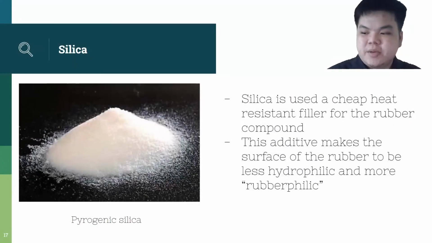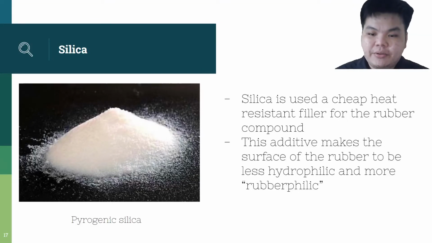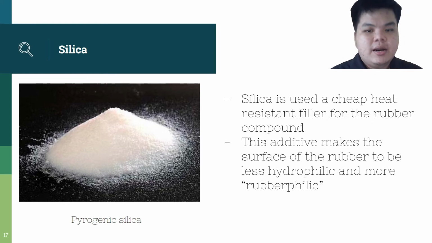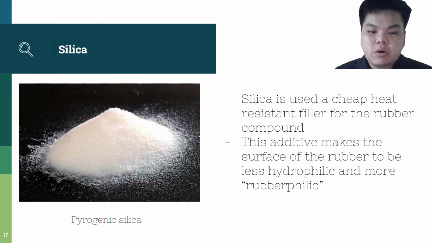Silica is a cheap heat-resistant filler for rubber compound. These additives make the surface of the rubber less hydrophilic and more rubberphilic, meaning the rubber surface will become much easier to bond with other rubber surfaces when treated with heat or incorporated with filler elastomer.